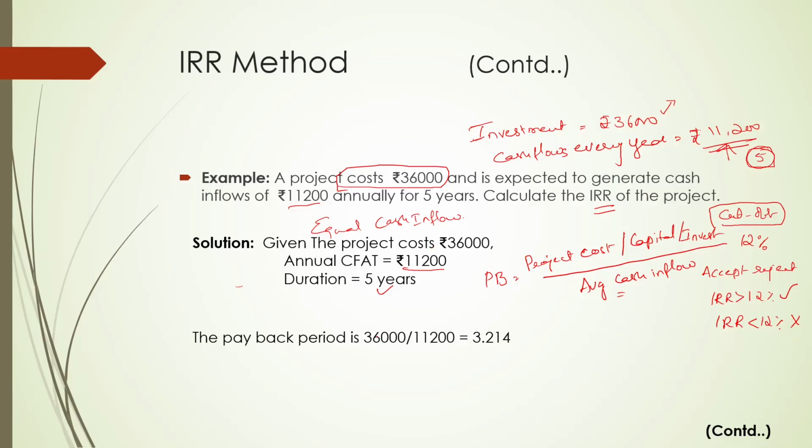So what is your project cost? 36,000 divided by your average cash inflow, 11,200. So your value is 3.214. First step is done.